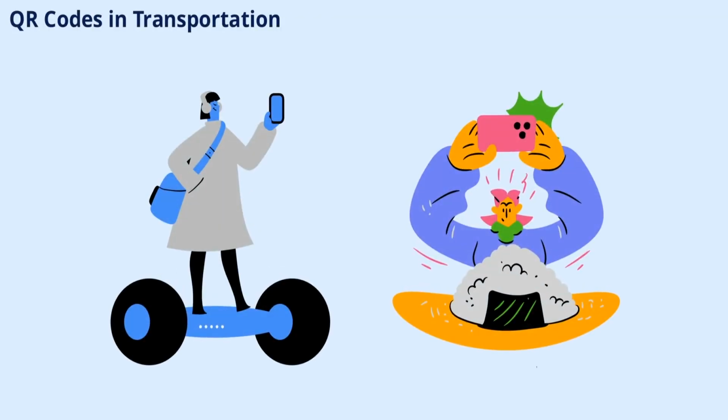Transportation systems use QR codes for tickets and boarding passes. Passengers can buy tickets online and receive a QR code by email or app. At the station or airport, they simply scan the code to board. This process speeds up boarding, reduces paper waste, and makes travel more convenient for everyone.